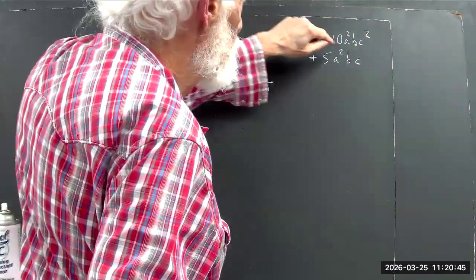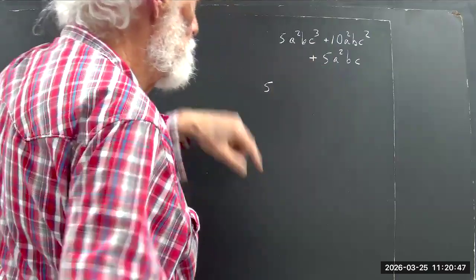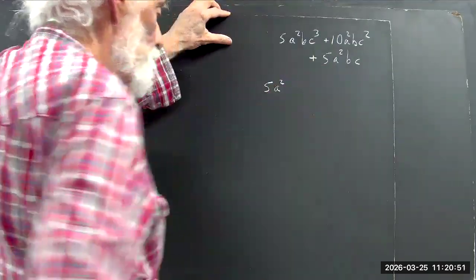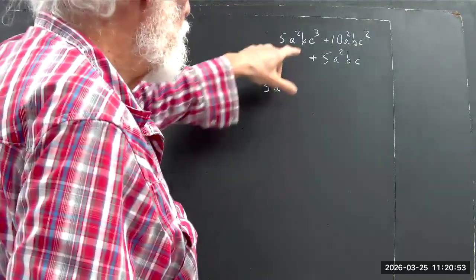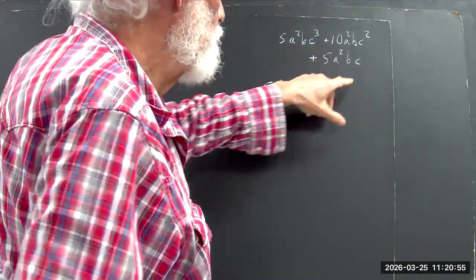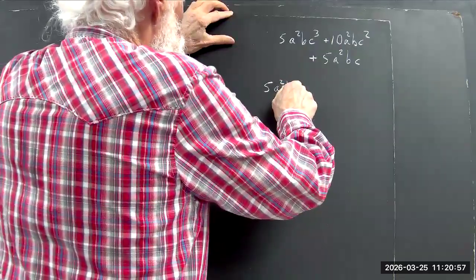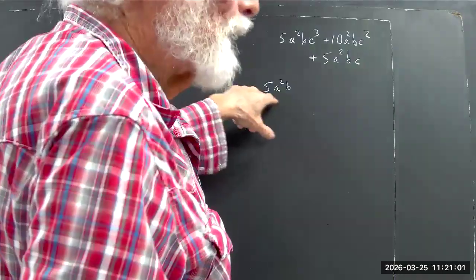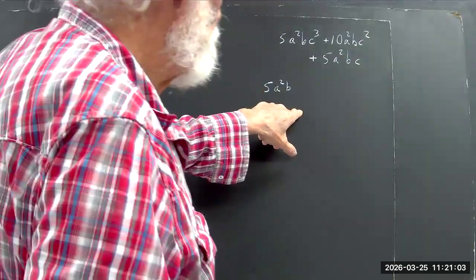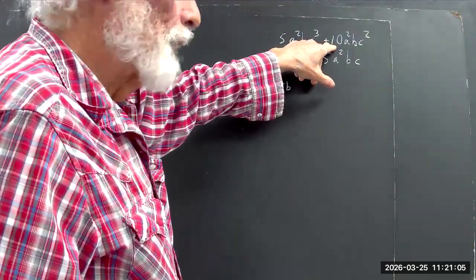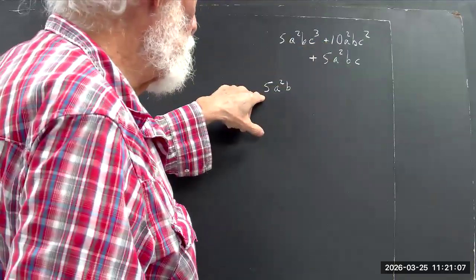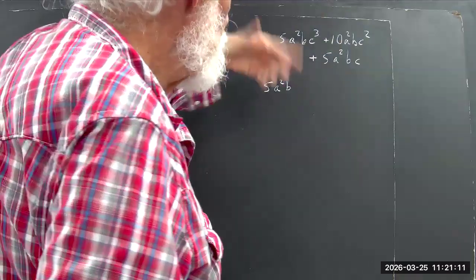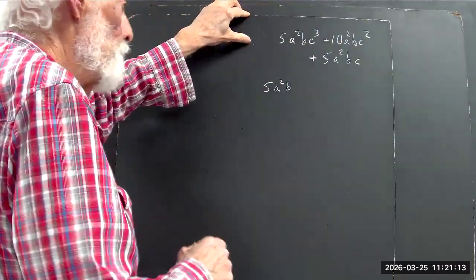We also have an a squared on each term, so that's common. That's a common factor. B, we have a b on each term. So each of these three terms has a 5a squared b. Now this one actually has 10a squared b, so you're going to have to multiply this by 2 in order to get to 10, but that's okay.